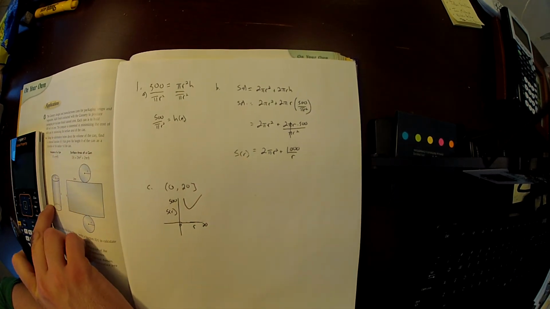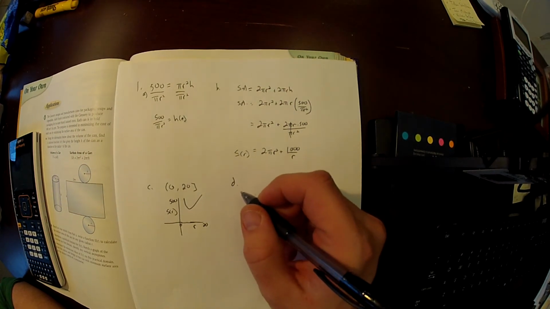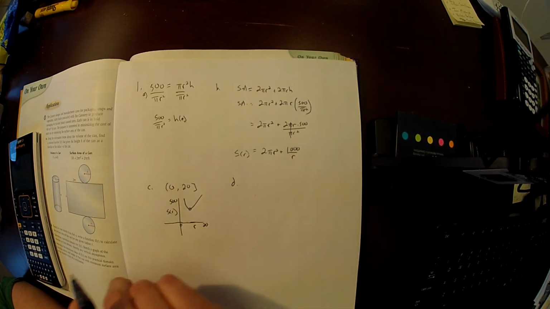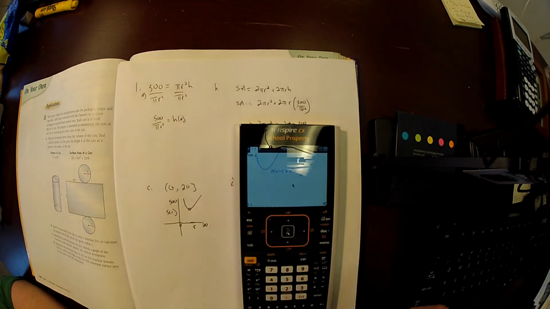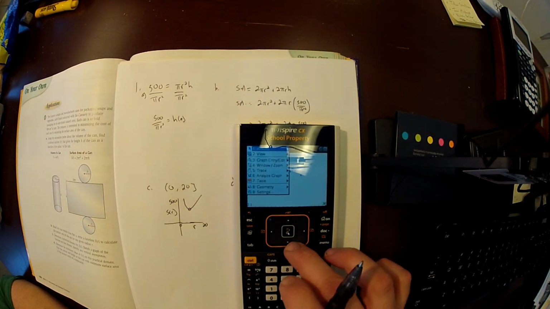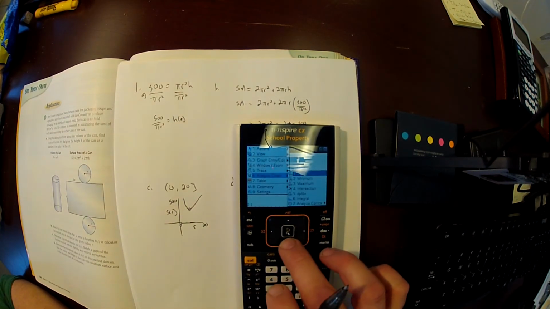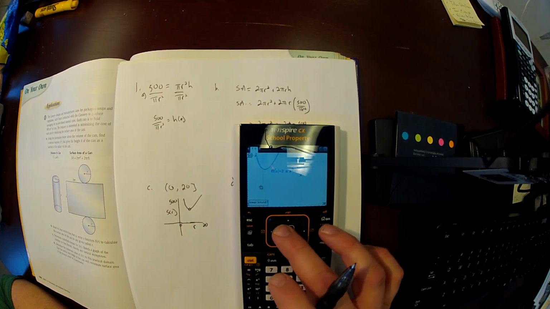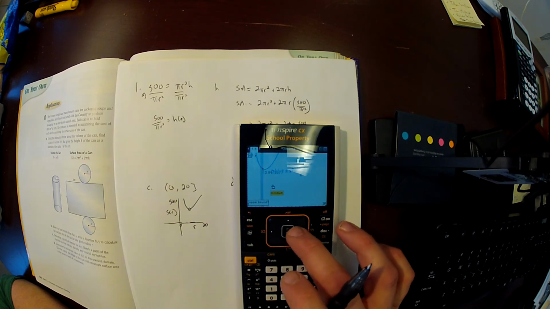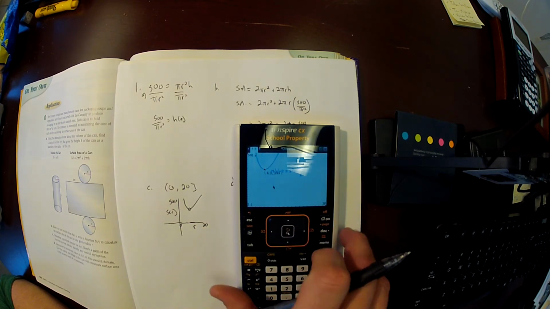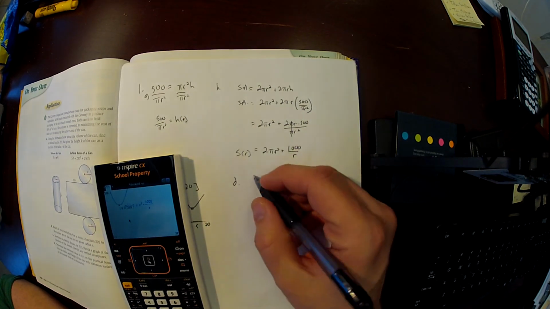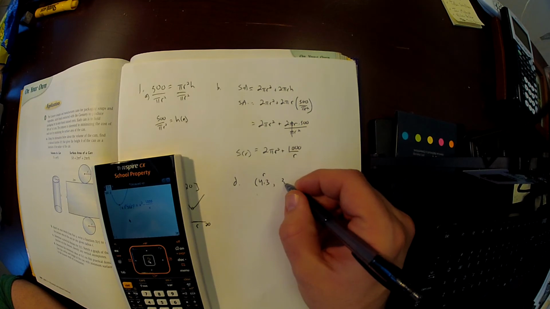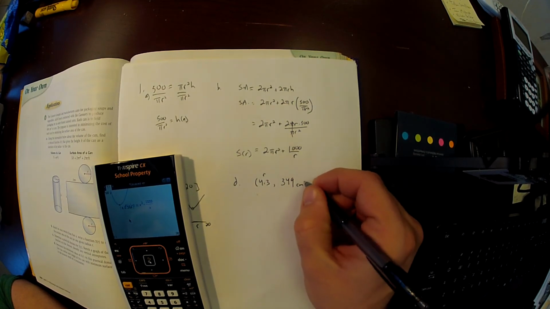Okay, now part D. Part D wants us to determine the minimum value on this practical domain and then give the radius and the height. So I want to find that value. So I'm going to go back to my graphing calculator, and I'm going to go to the menu, and I'm going to analyze the graph and look for the minimum value. I'm going to give it a lower bound, upper bound, and it appears like we're dealing with a minimum at 4.3. That's 4.3 for a radius, and the surface area looks to be about 349 centimeters squared.